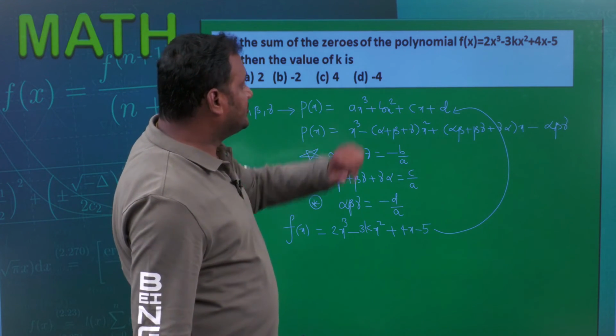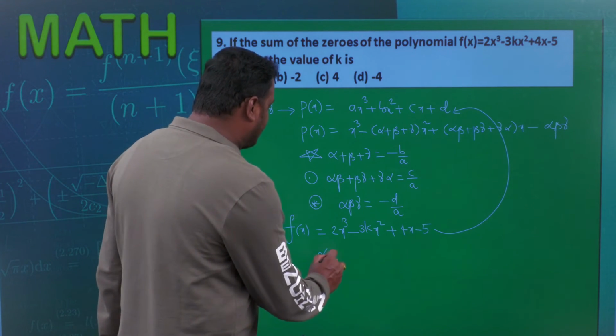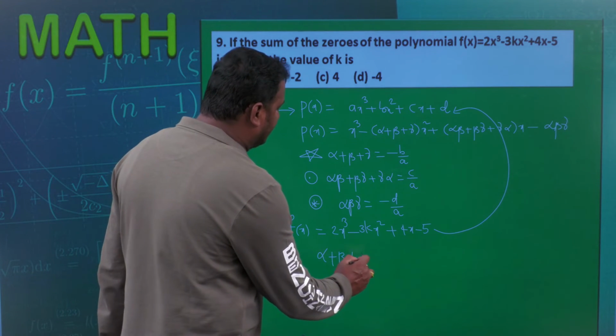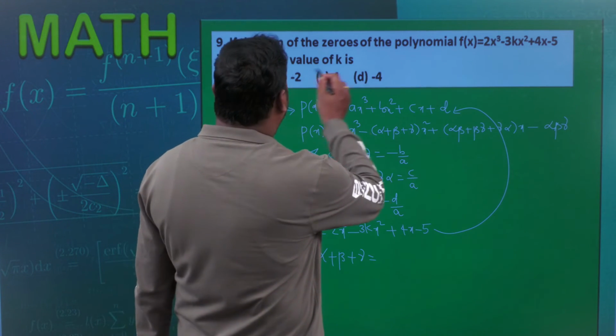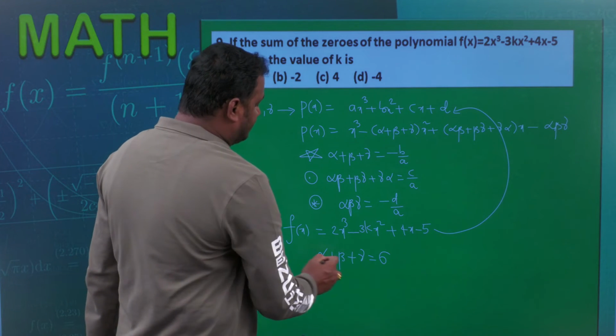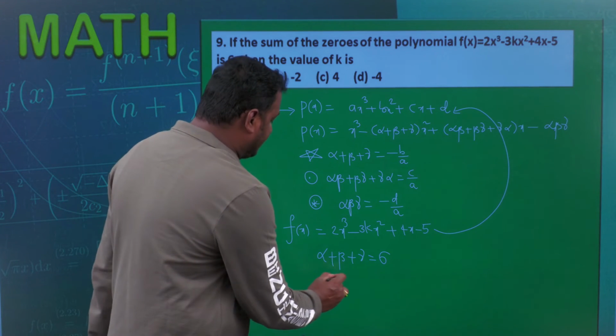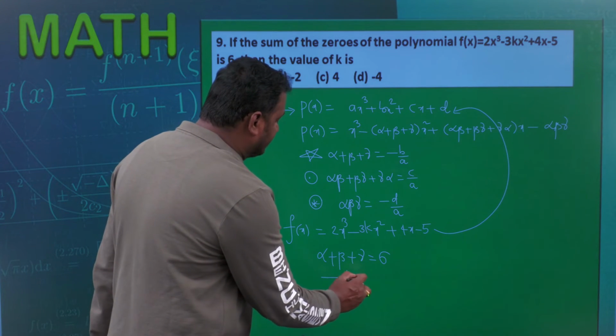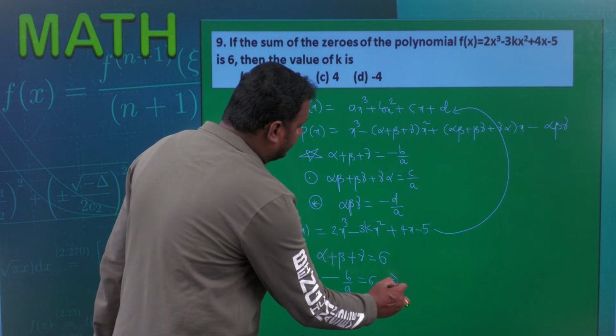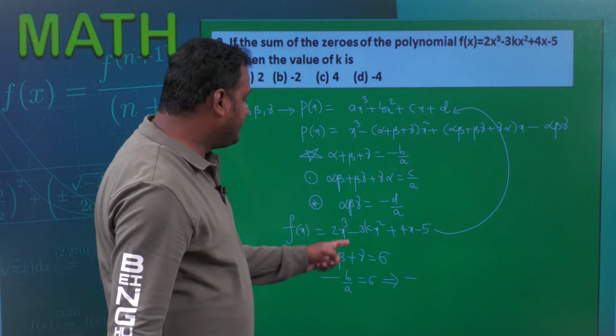Given that the sum of the zeros of the polynomial, meaning alpha plus beta plus gamma, is given as 6. So what is the formula for alpha plus beta plus gamma? That is minus b by a is equal to 6. Substitute the values, minus. What is b here?